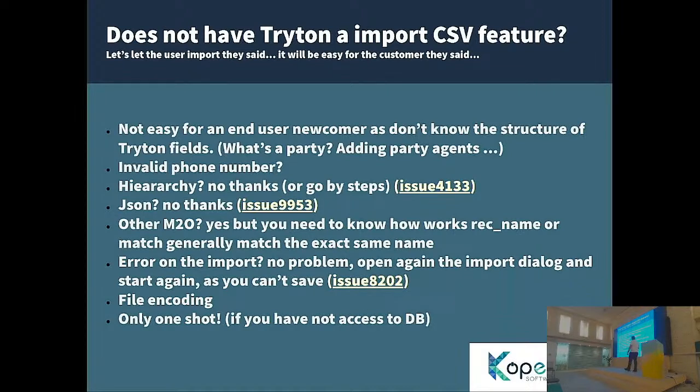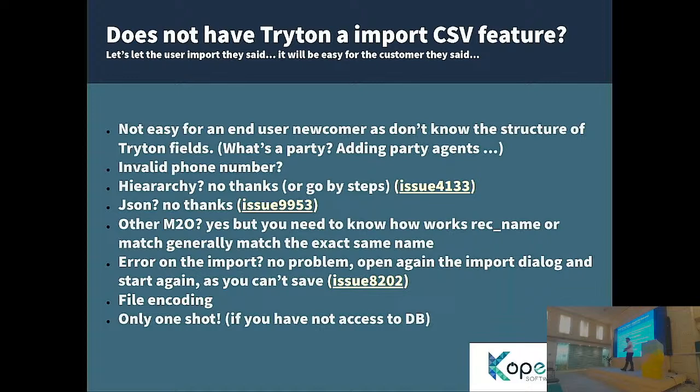So what about importing files with invalid phone numbers? When you have hierarchy, it's difficult to import that in one round. You have to go through different steps to import hierarchical data. It's also not possible to load JSONs. And with many-to-one fields, there are problems around.